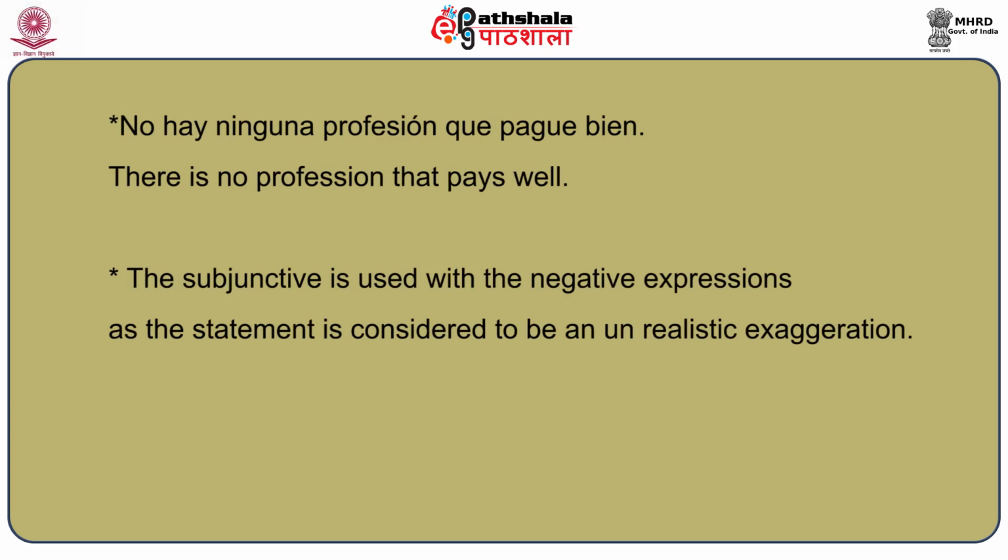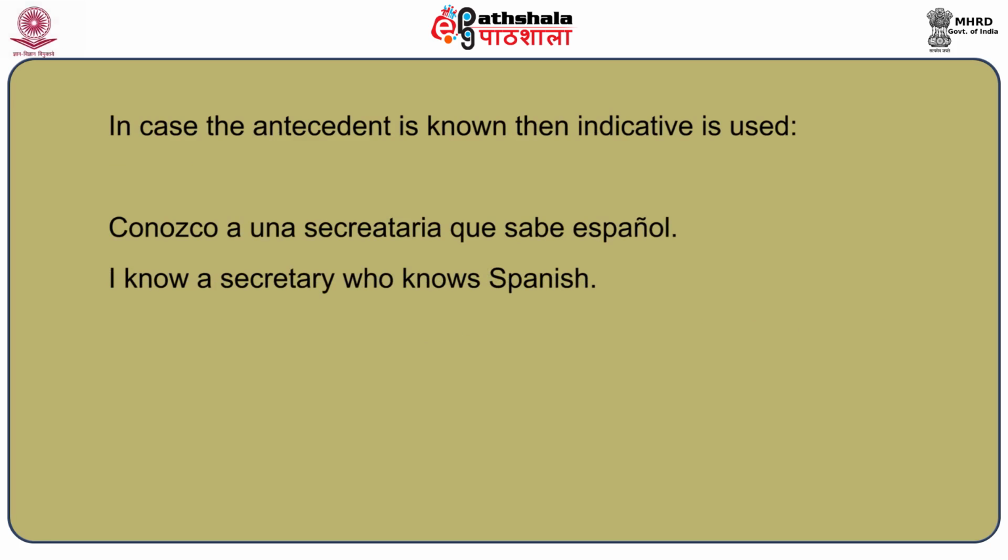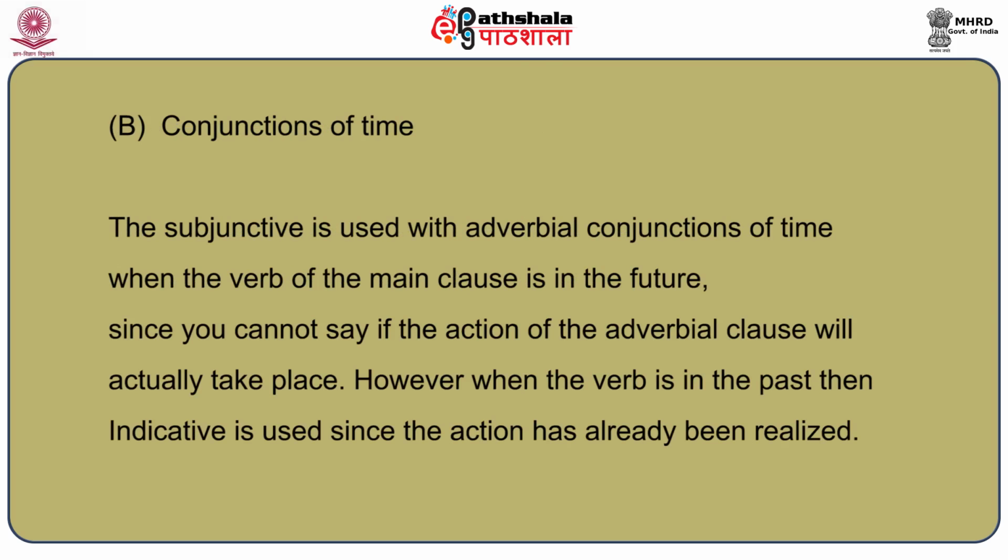The subjunctive is used with the negative expressions as the statement is considered to be an unrealistic exaggeration. In the case of the antecedent being known, then indicative is used. Conozco a una secretaria que habla español. I know a secretary who knows Spanish. Coming to the next set of subjunctive uses with the conjunctions of time.